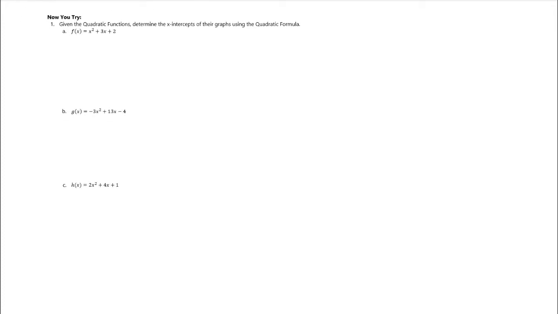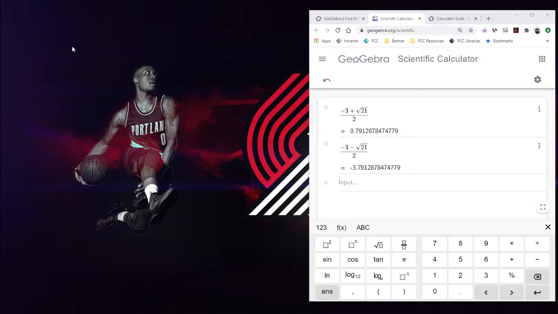This is Noah again, and in this video we're going to go through the solutions for finding the x-intercepts of the parabolas for a quadratic function using the quadratic formula. So we've got some examples here. The first one is f of x equals x squared plus 3x plus 2.